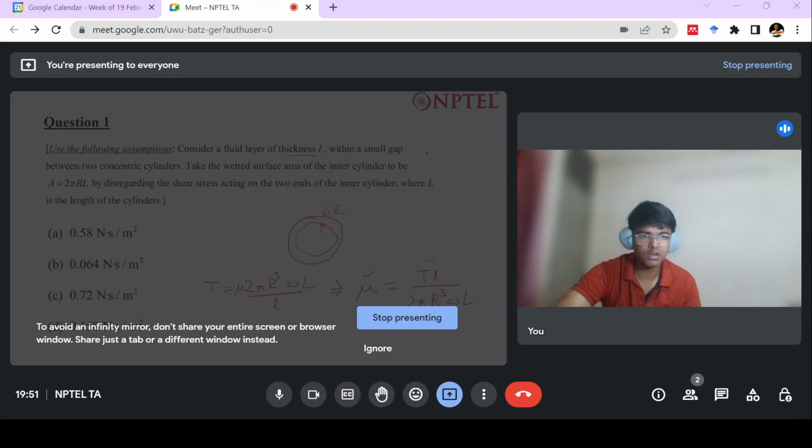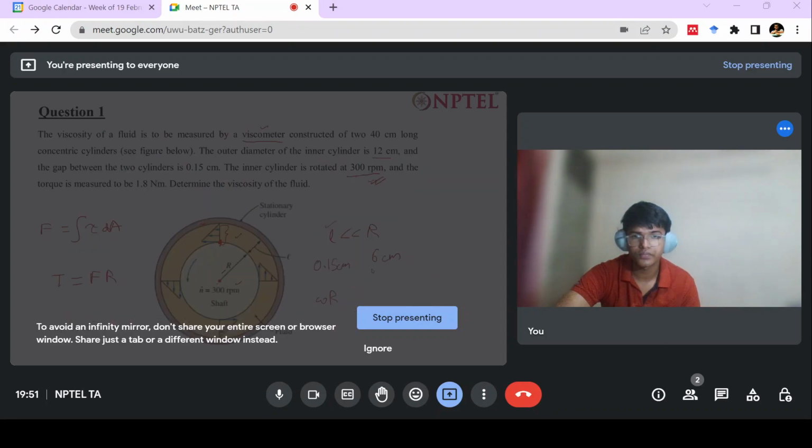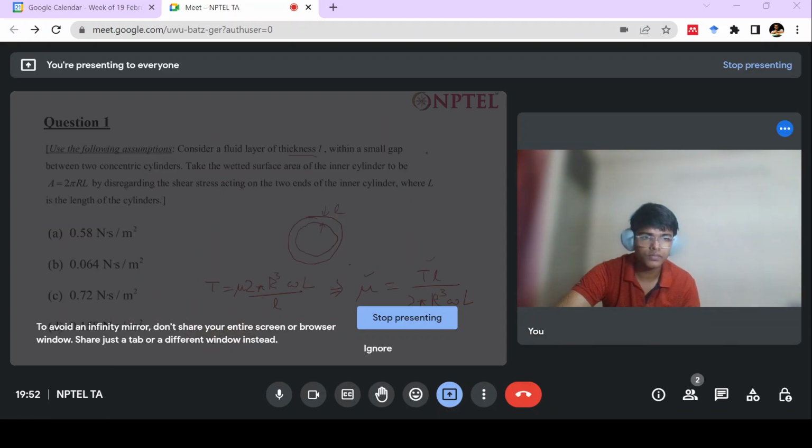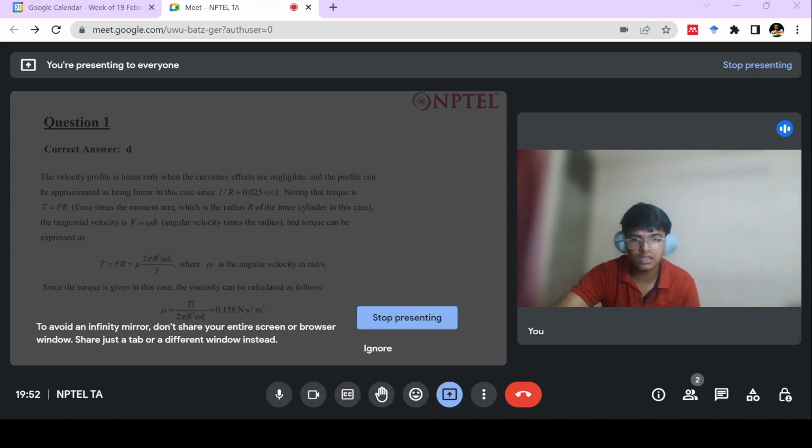So now we have to find the viscosity, right? All these data are given. L is given, this is the outer diameter, so this is 2R, and the gap between them, small l, is given. This is omega, so you have to change the units because this is in RPM and you will require it in radians per second. The torque is also given. So if you put these in, you will find the answer. Exactly that is what is given in the solution.